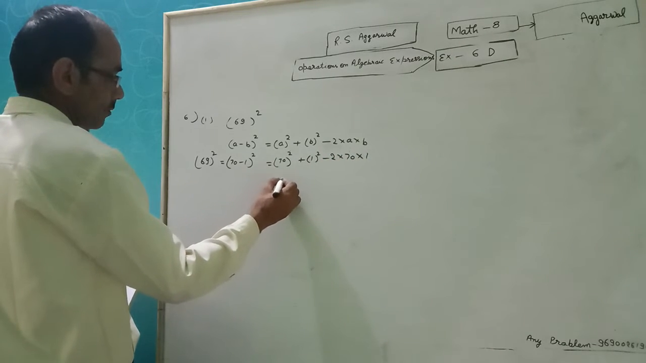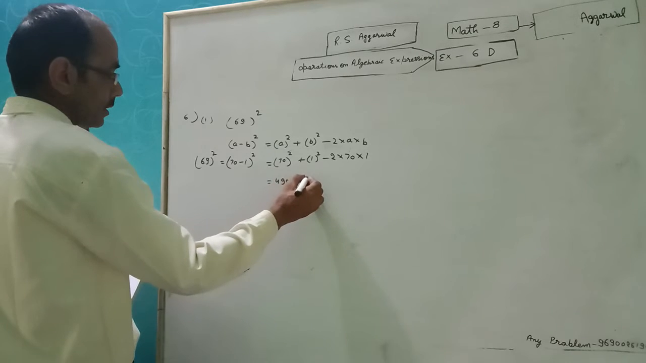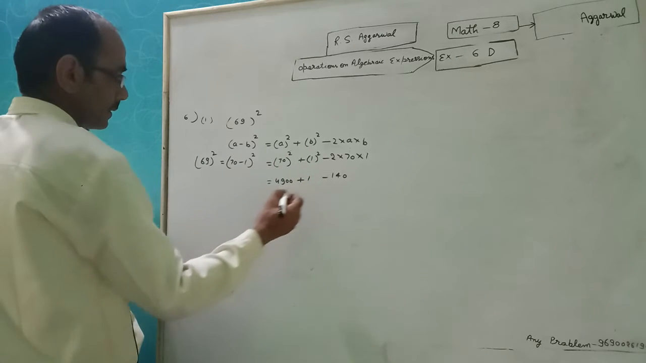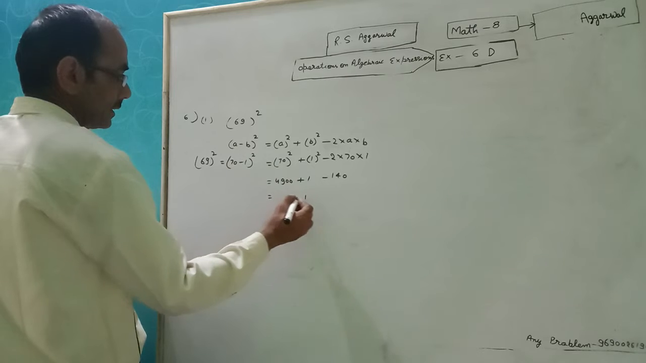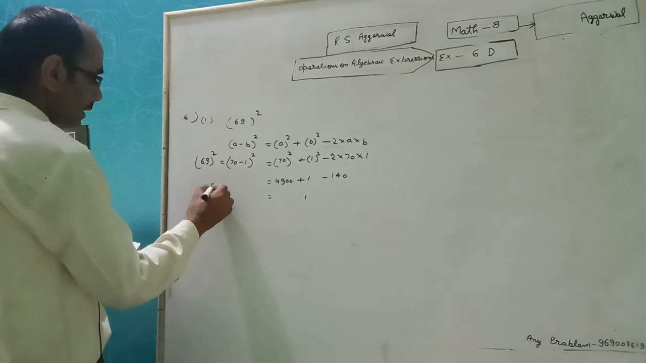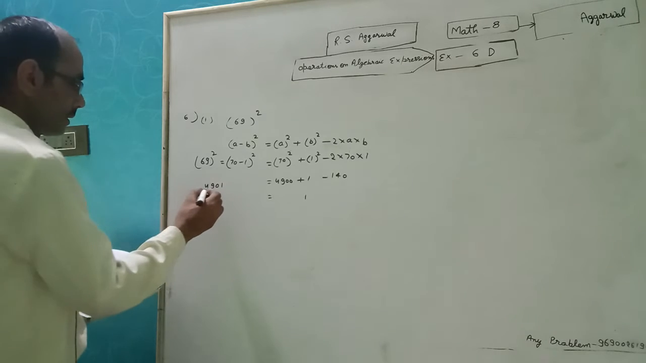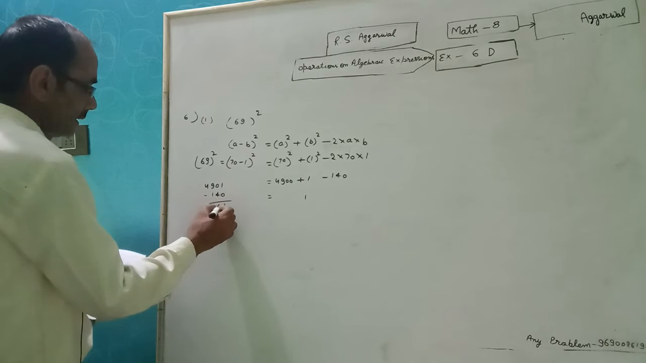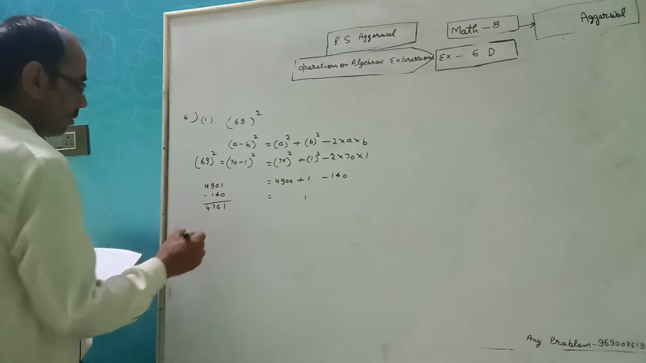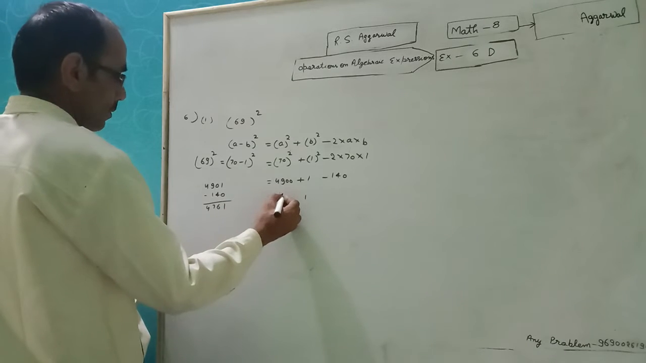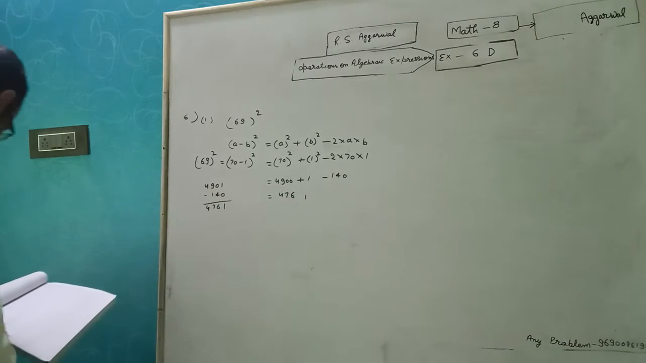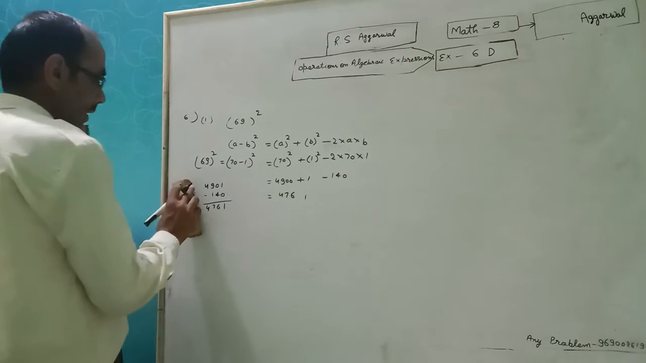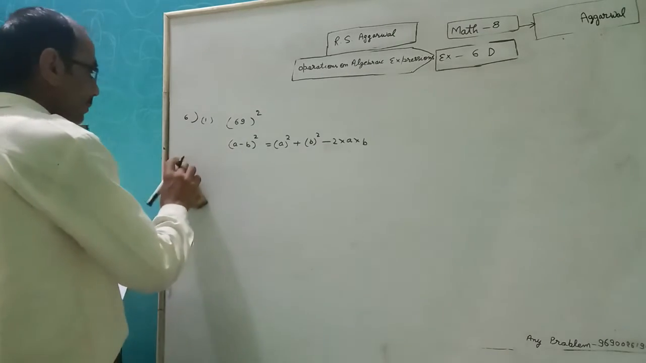After square, 7 square 49 with 00, plus 1, minus 140. After minus is 4761. First part is complete.